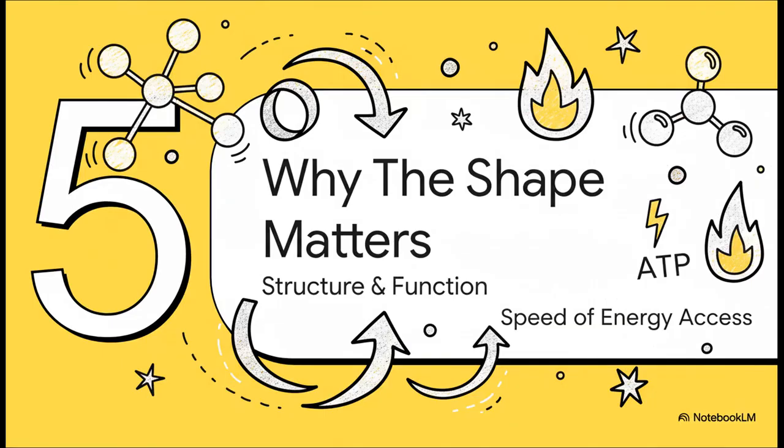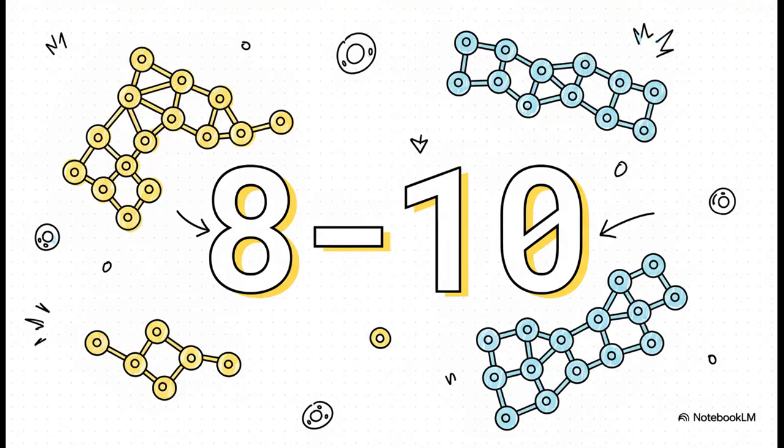So why? Why does this difference in branching, this sort of molecular architecture, matter so much? Well, it all comes down to one thing: the speed of energy access. In glycogen, that's our energy reserve, you get a branch point about every 8 to 10 glucose units. In starch, it's way less frequent, more like every 20 to 30. This makes glycogen a much more compact, almost bushy kind of molecule.